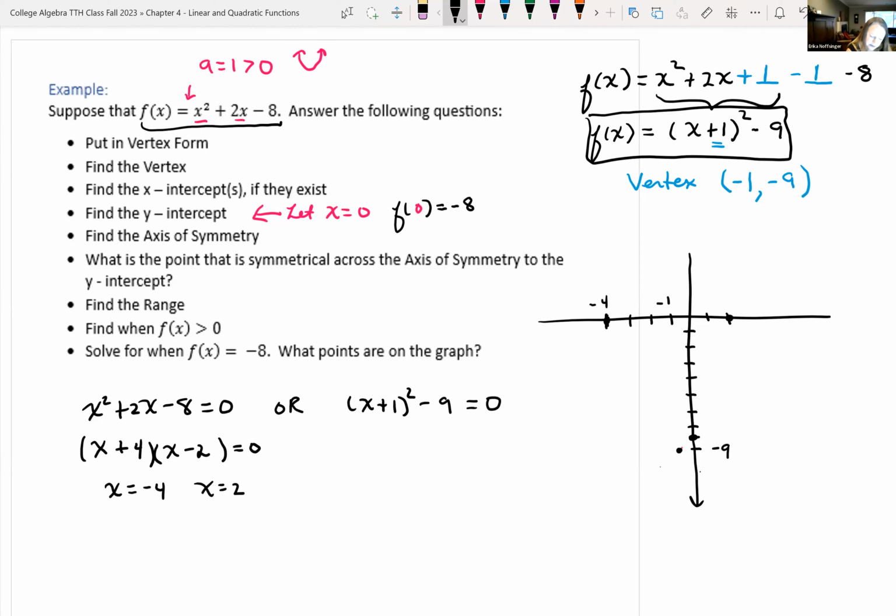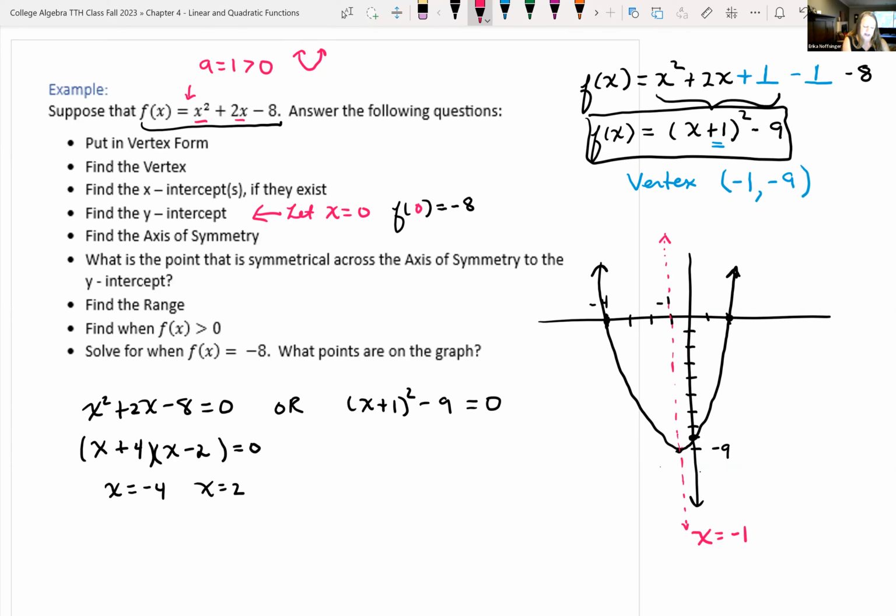So looking at this, we have our graph. It looks similar to this. It wants to find the axis of symmetry. So that's the vertical line that goes through our vertex. Just making it dotted because it's really not there. And so x equals -1 is that axis of symmetry.